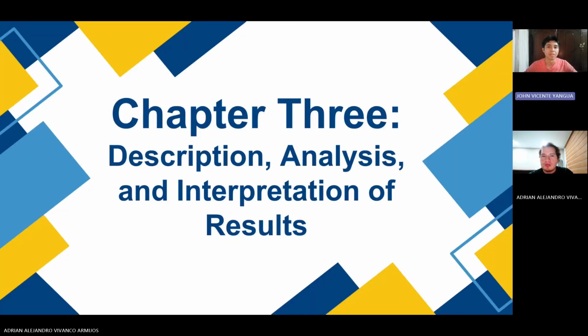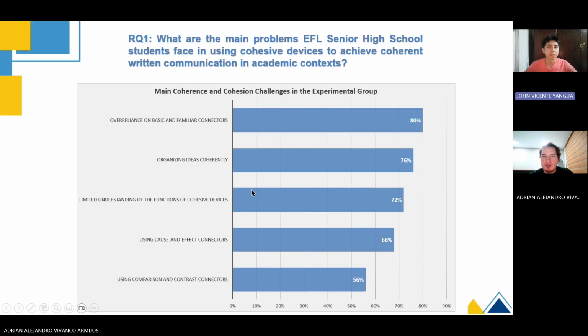We will now present the findings obtained from our research. The first research question aimed to identify the main problems experienced by students in the experimental group when using cohesive devices to achieve coherent written communication before the instructional intervention. As demonstrated by the graph, five major difficulties emerged from the analysis of the collected data.